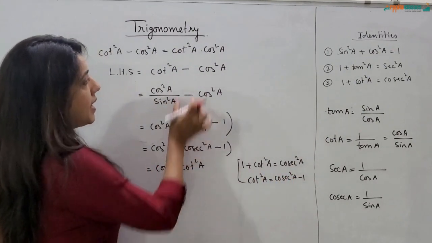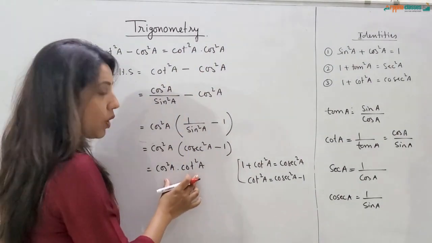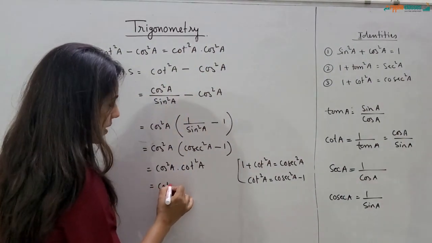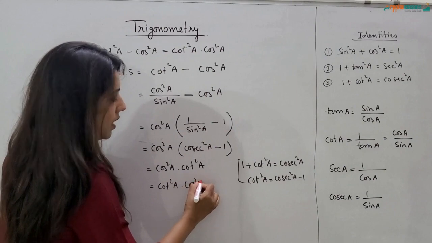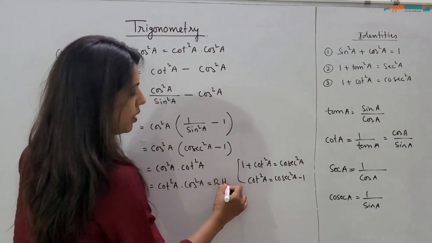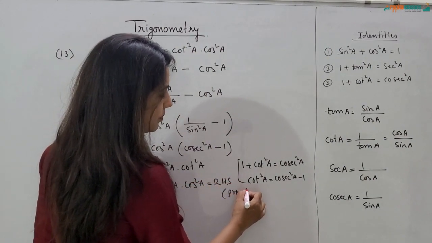Now look at your right hand side, it is cot square A into cos square A. So we got this, we'll just have to write it the way it is given in the question, cot square A into cos square A, which is equal to your right hand side. Proved.